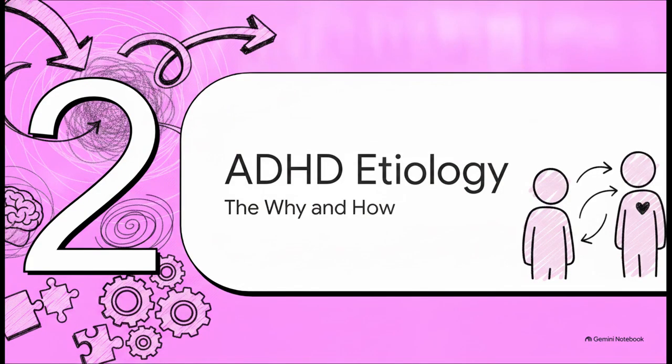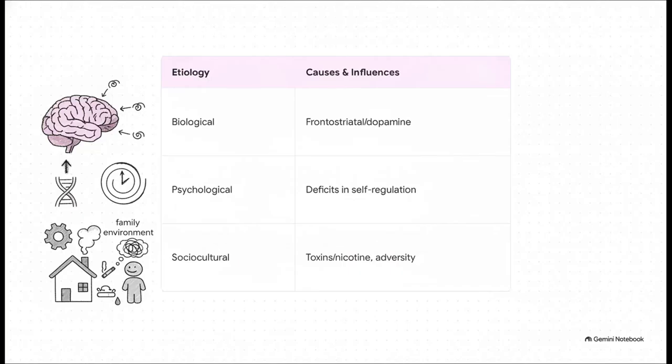Moving right along to Section 2, Decoding ADHD etiology and treatment, the why and how. To truly support these kids, we have to decode the root causes. Biologically, ADHD is highly heritable. It's linked to an underactivation of the frontostriatal circuits in the brain and dopamine dysregulation, which directly impacts their executive function. Psychologically, this manifests as major deficits in behavioral inhibition and working memory.